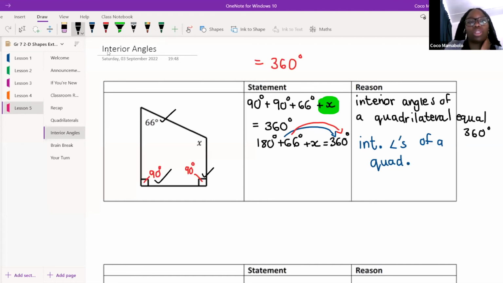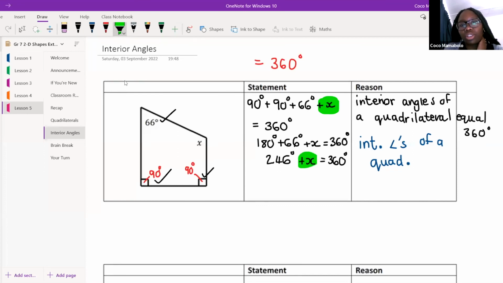Okay, so let me do it the way that I think you're trying to do it, Bonolo. If I add 180 and 66 degrees, I'm going to get 246 degrees. Am I correct? My math is correct. Yes, ma'am. 246 degrees plus x is equal to 360 degrees. Now, if I want x on its own, I'm going to have to take 246 degrees over to the other side, and it's going to become minus. Therefore, I can say x is equal to 360 degrees minus 246 degrees.